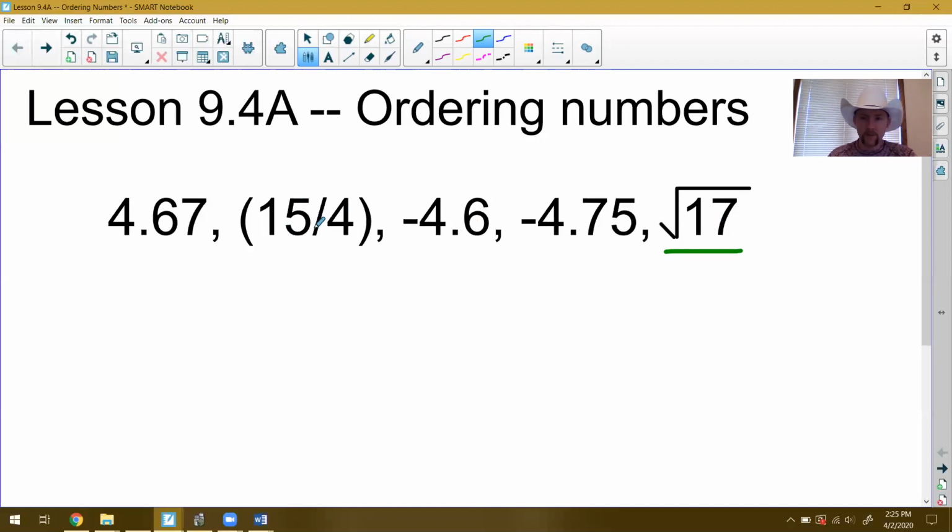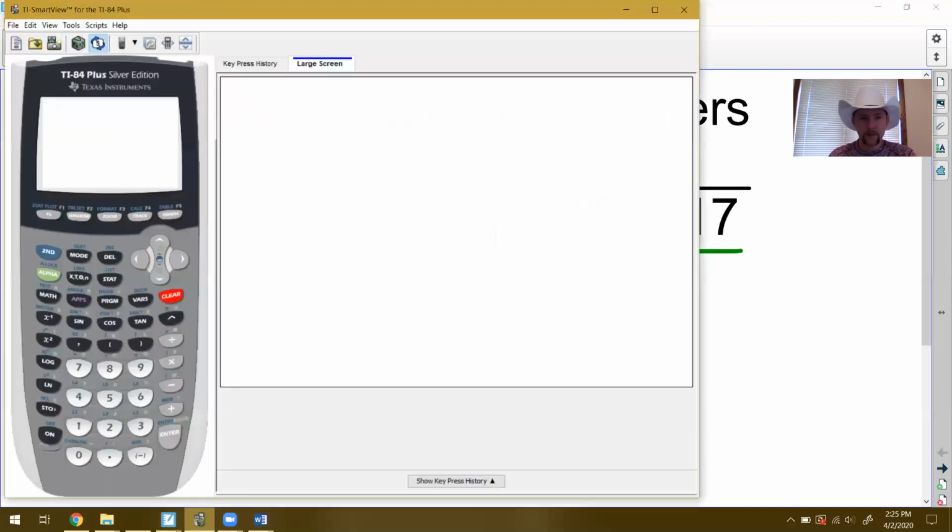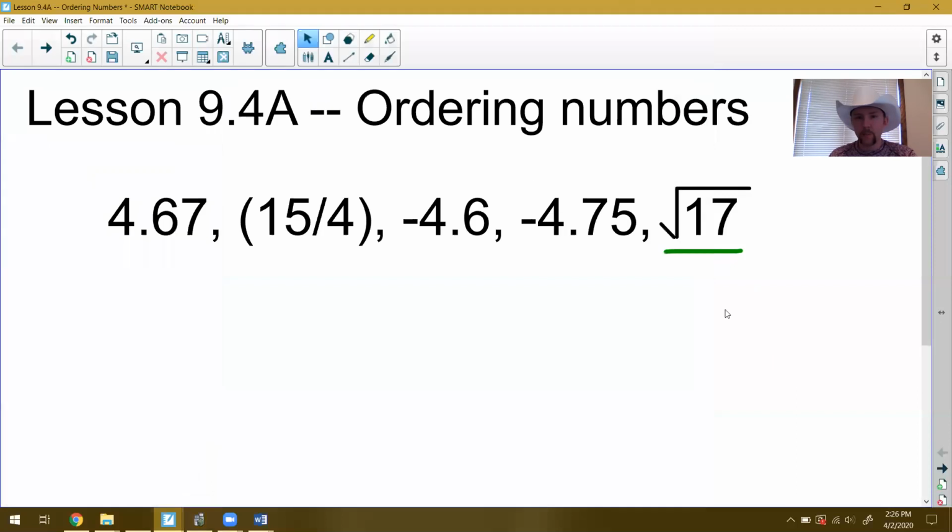So I'm going to take this one first, 15 over 4. On my calculator, regardless of yours looking different than mine, I'm just going to use a division symbol instead of that fraction bar, and I'm going to do 15 divided by 4. I'm going to hit enter. Okay, it's 3.75. So I'm going to go back here, and instead of 15 over 4, I'm going to think 3.75. This thing right here is 3.75. So I'm basically turning that into this. And then I'm going to do the same thing for the square root of 17.